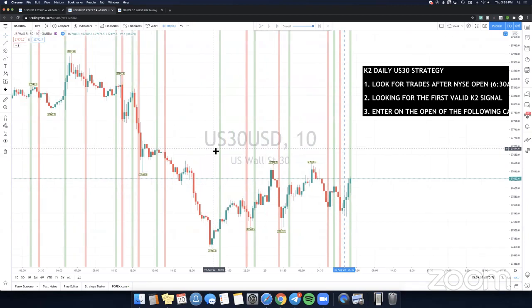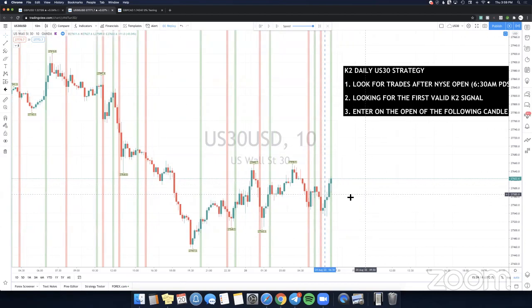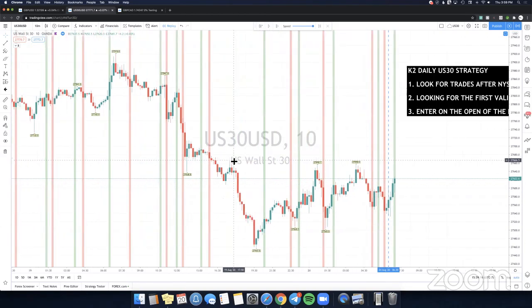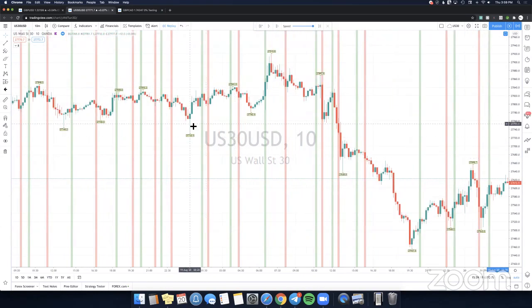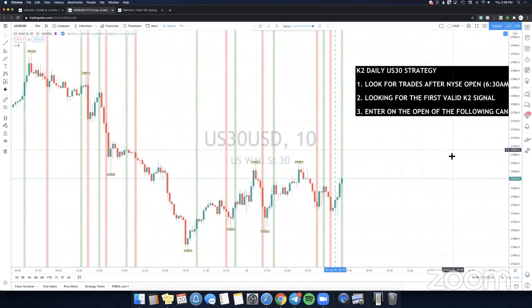I mean, there's other factors to determine the way to trade, but for this specific strategy, you're just going to look for the first valid K2 signal. And I'll see if I could find an example of an invalid signal. Like right here. Right here, we have a sell signal with a green bullish candle. This is invalid because it's not red and red. If it was red and red, like right here, this would be valid. So that's just a quick example as to what's valid, what's not.